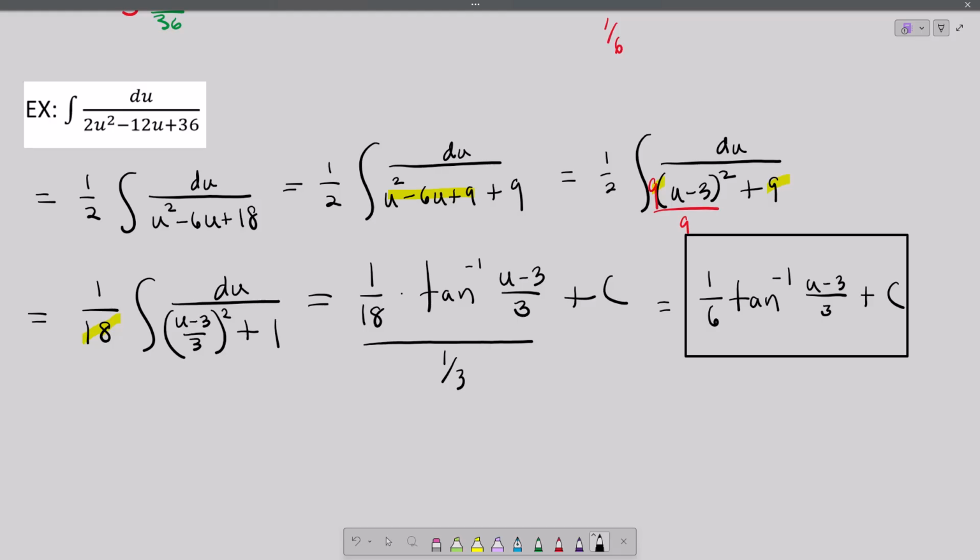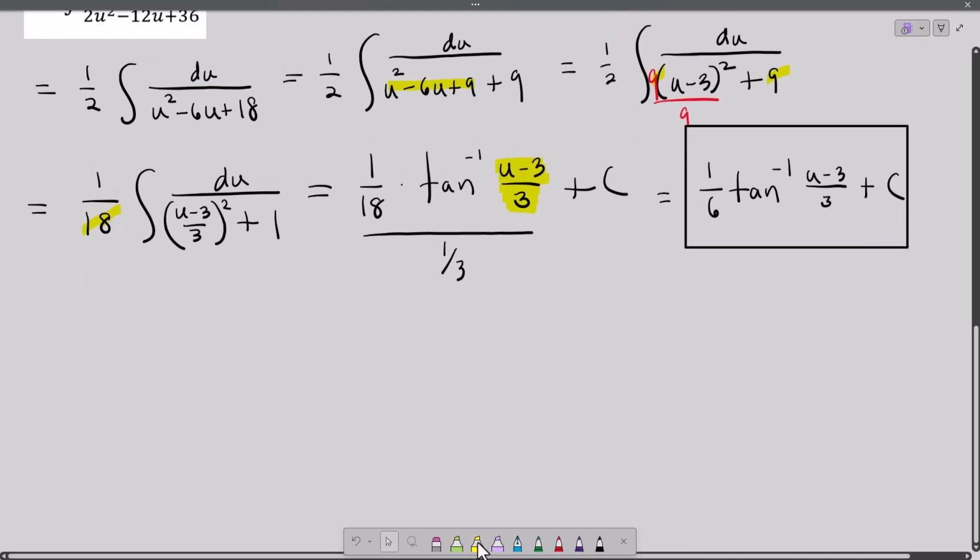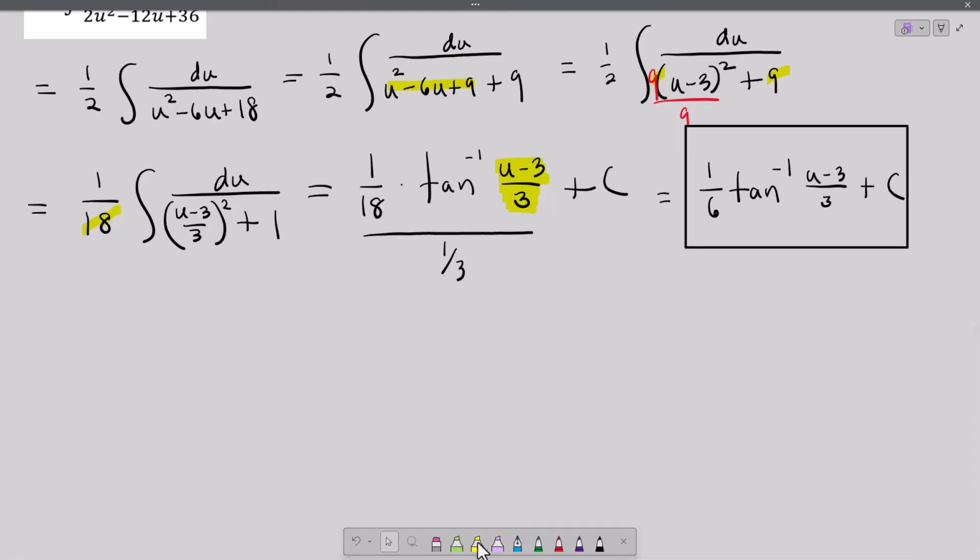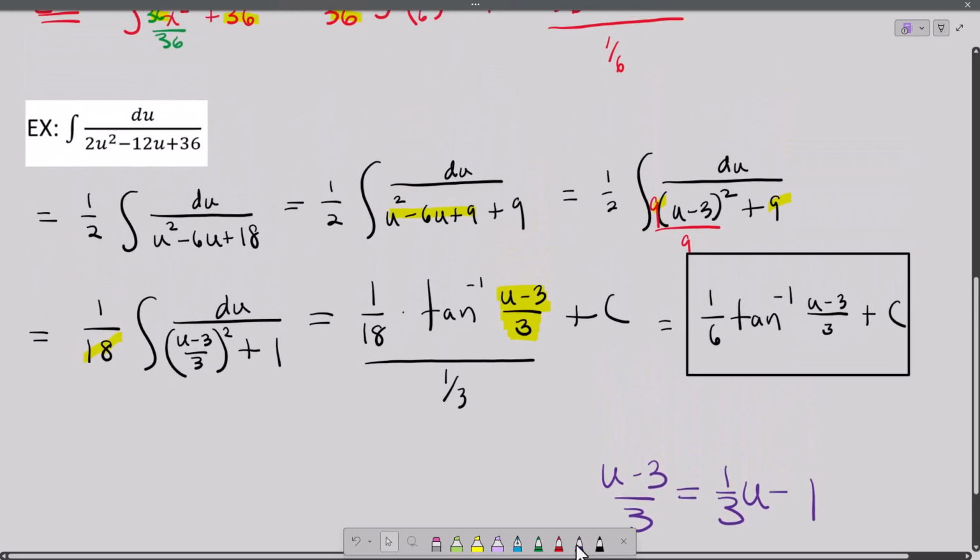Did the 1/3 come from the slope of the u minus 3 over 3? Yes, exactly. Reverse chain rule says you divide by the derivative of this, and the derivative of that is 1/3. Oh, right. Exactly, because u minus 3 over 3 is 1/3 u minus 1. So we divide by that derivative, reverse chain rule. All right, other questions on that one?